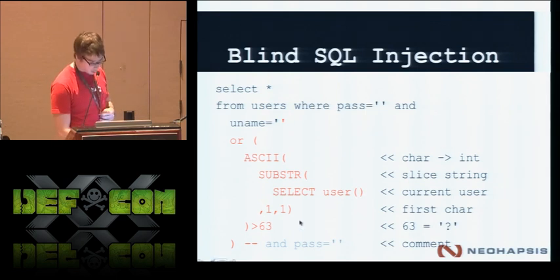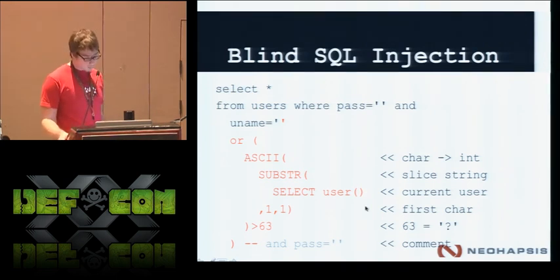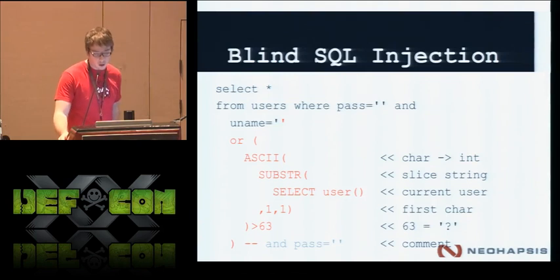Let me highlight where that's at right here. We're going to grab the first character, and we're going to grab 1 character. So we're going to select user. So let's say user's root, right? And we're going to convert root, that first letter R, into an ASCII equivalent. I don't know what R is, but then we're going to say, is it greater than 63? 63 happens to be a question mark.